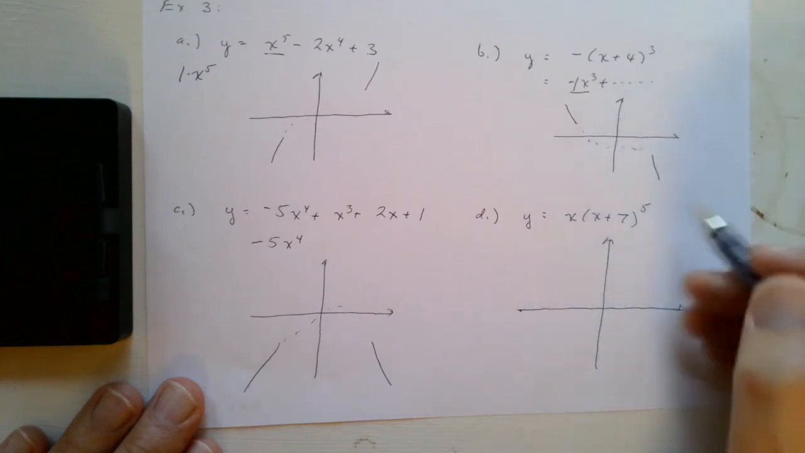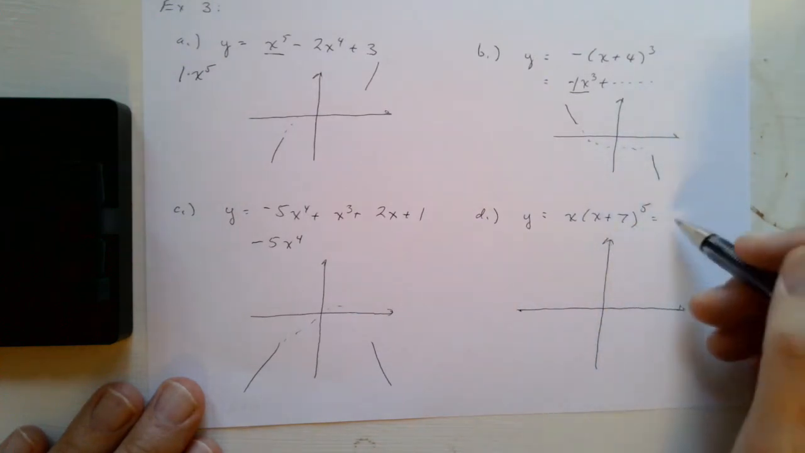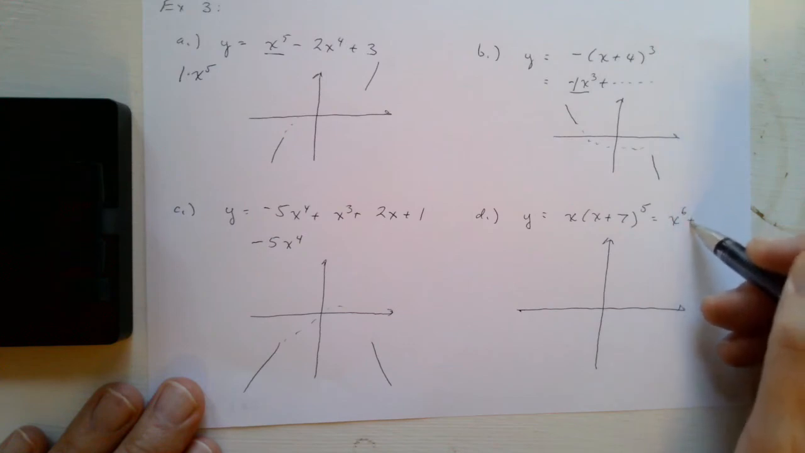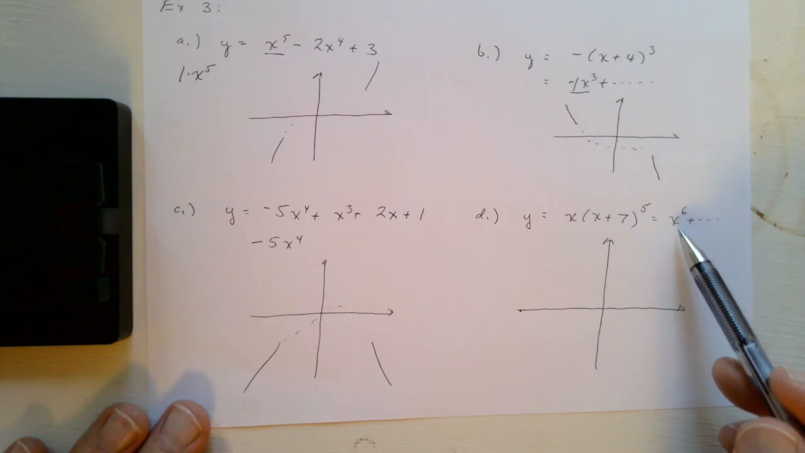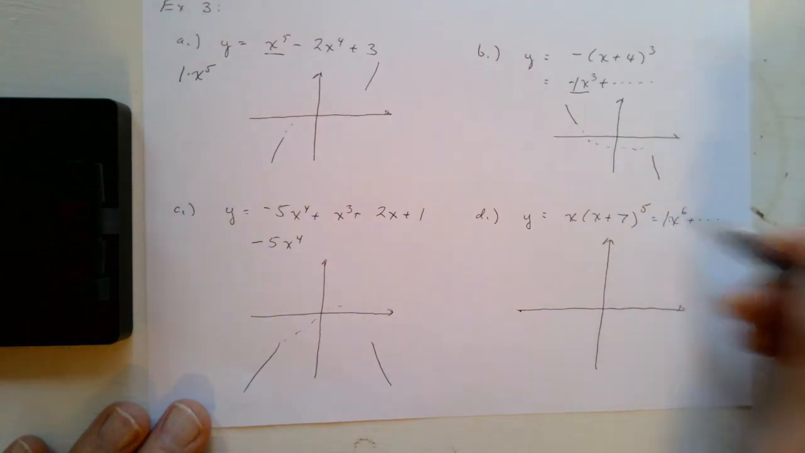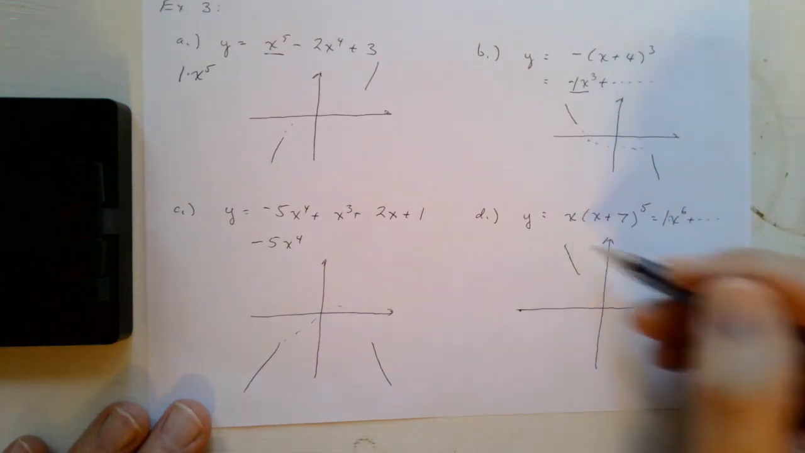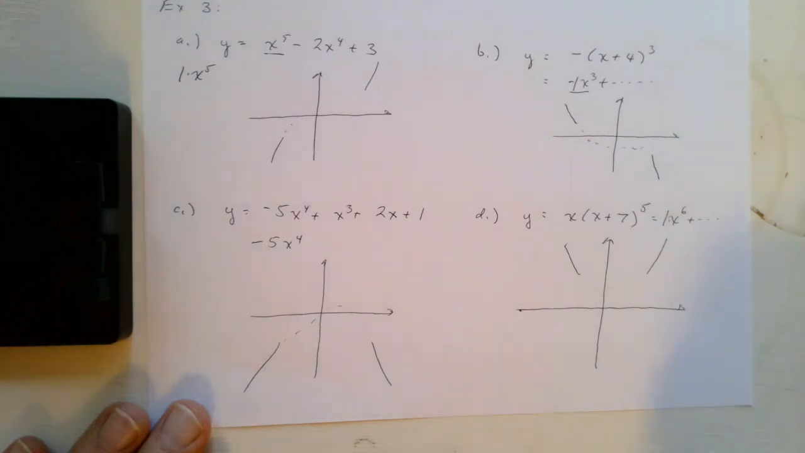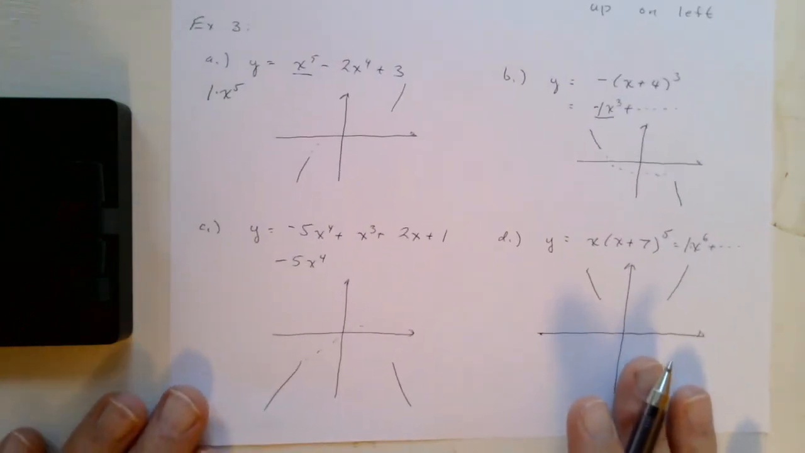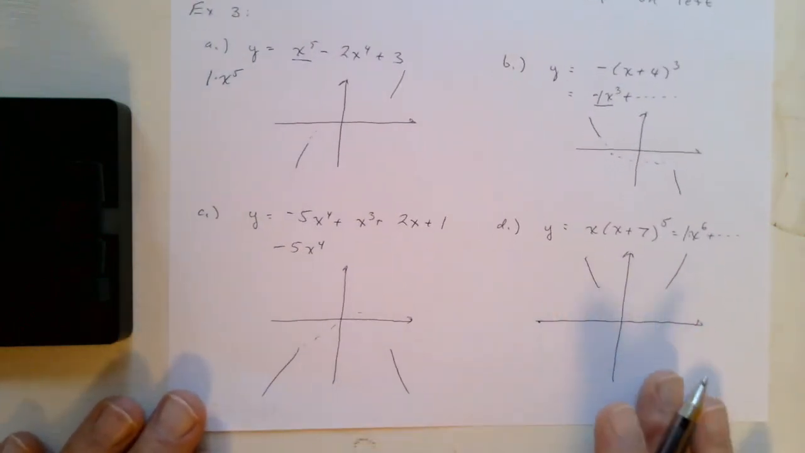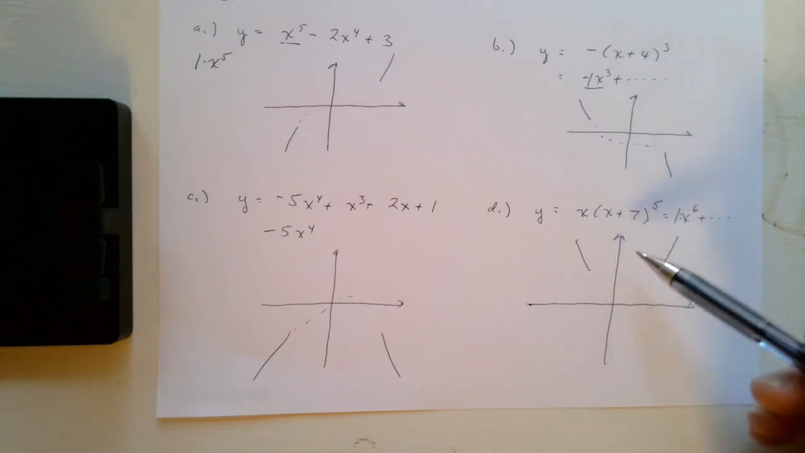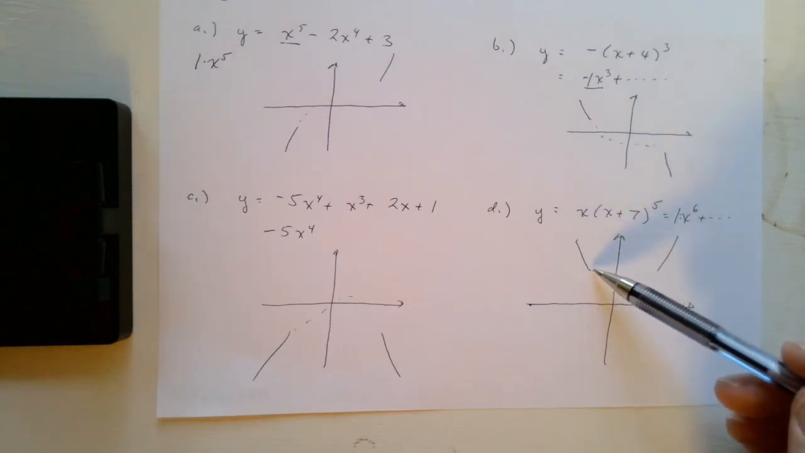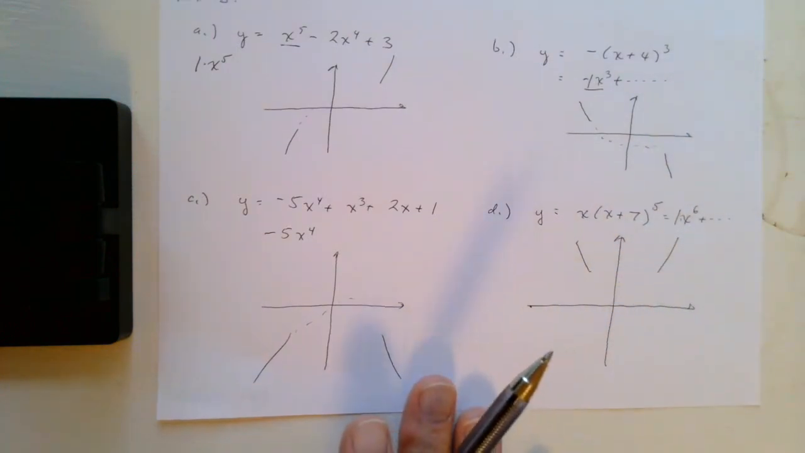And then for part D, if we were to multiply this out, the leading term would be x to the 6th. So the degree is even, the leading coefficient is positive, that's 1, so it shoots up on the right and the left. I should say that these are very incomplete graphs. Right now we're just considering the end behavior.